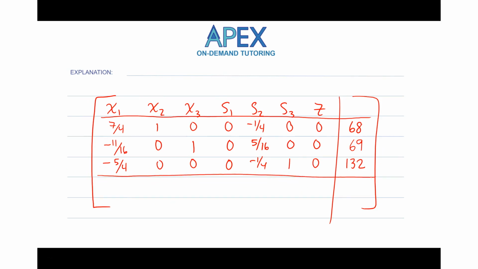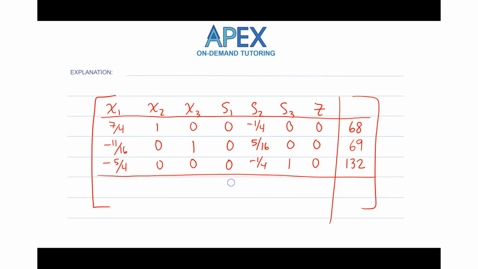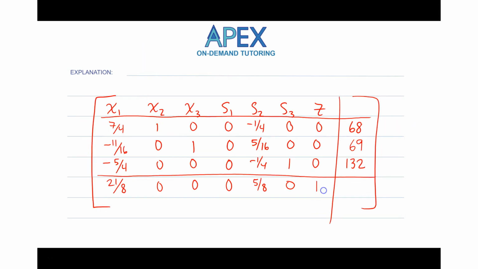Okay. And now our last row, we're going to do 7/4 plus 1/2 of 7/4 is 7/8, which actually gives us 21/8, which is positive, then 0, 0, 0. This will give us 5/8, 0, 1, and then 720 plus a half of 68 is 754. And believe it or not, we are done.